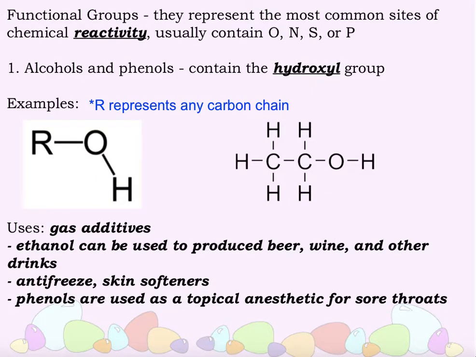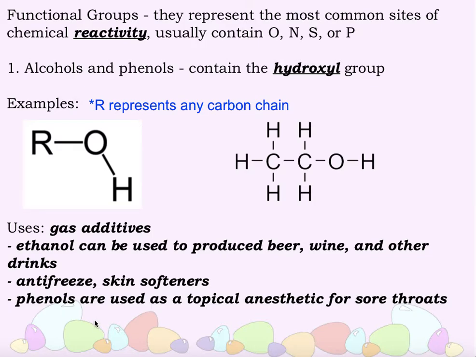So the first one that you have probably all heard of before are alcohols or phenols. All it really means is that they have this hydroxyl group here. The one on the left is a generic version on every slide. So this R just means that any carbon chain could be there. The pictures on the right are going to be actual chemicals. So this is ethanol.